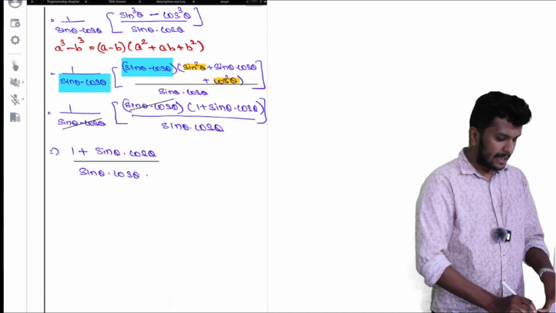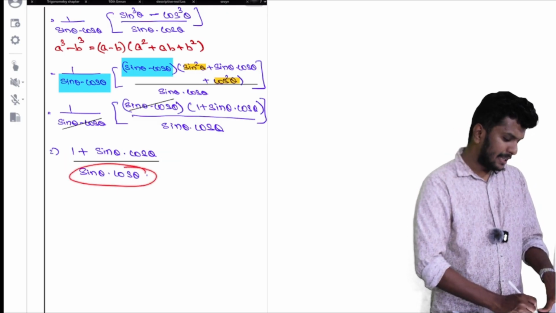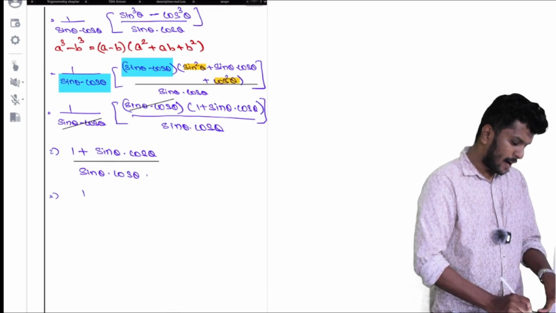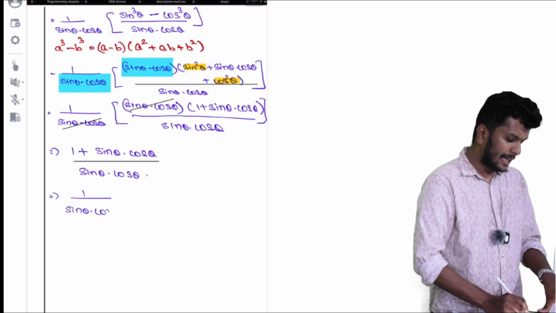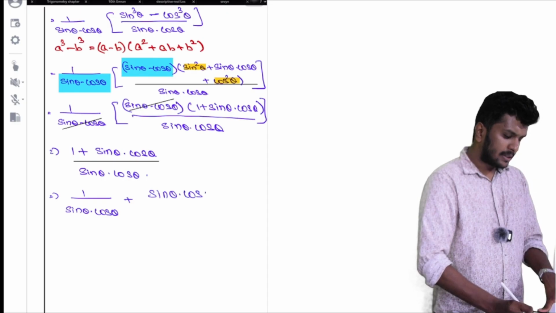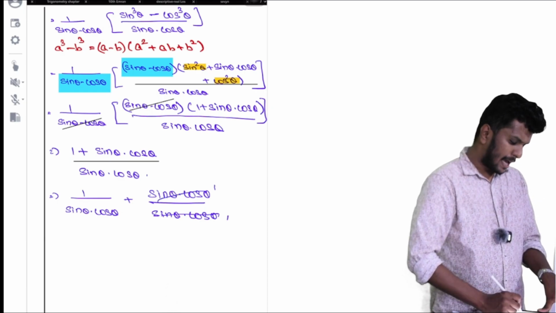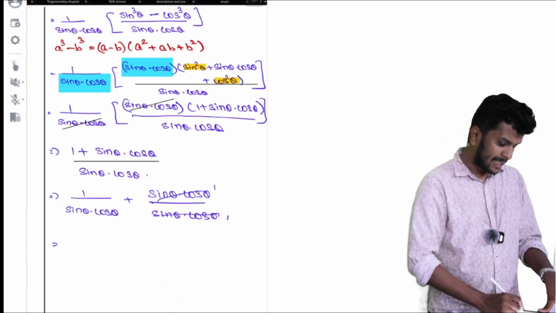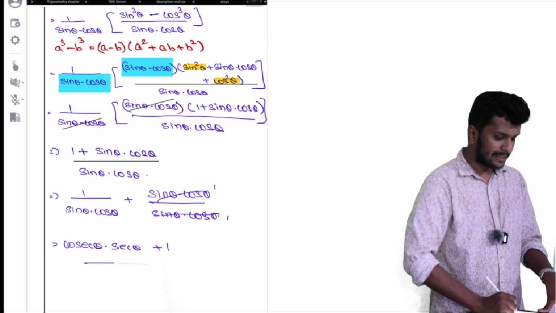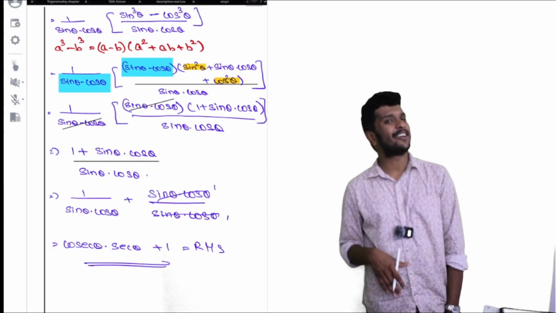Now look here, this denominator is applicable for both these numerators, so I can rewrite it as 1 by sine theta into cos theta plus sine theta into cos theta by sine theta into cos theta, which gets cancelled. And what is 1 by sine theta cos theta? 1 by sine is cosec theta, 1 by cos is sec theta, plus 1. That's your RHS. And this is how you solve this very beautiful question.